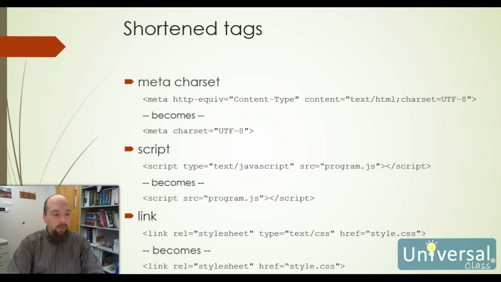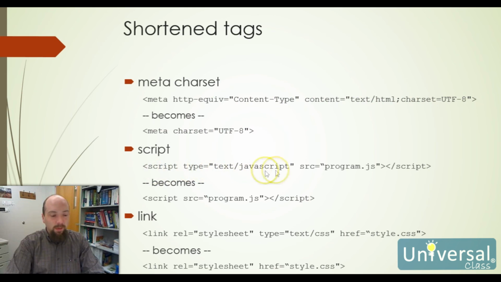We've also experienced shortened tags. Now in the meta tag, we specified our character set. Our character set is UTF-8. Well, in prior versions, we actually had to specify its HTTP equivalent. We had to specify its content and then specify this long string to state that it is text and it's UTF-8. In the new version, we just simply say meta charset equals and then UTF-8.